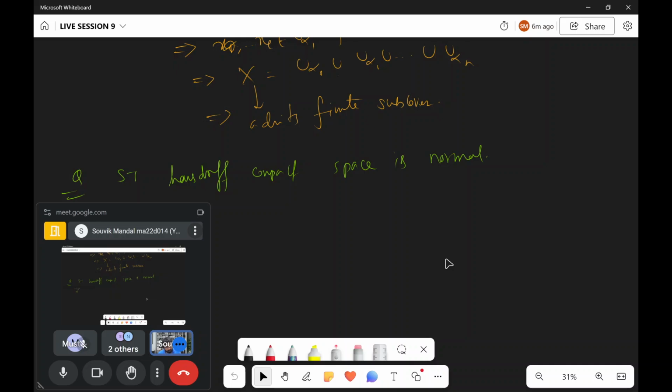That is to show any disjoint closed subsets can be separated by open subsets. Okay. So you need to show that disjoint closed sets can be separated by open subsets. This is what needs to be proved. That is what we mean by normality.